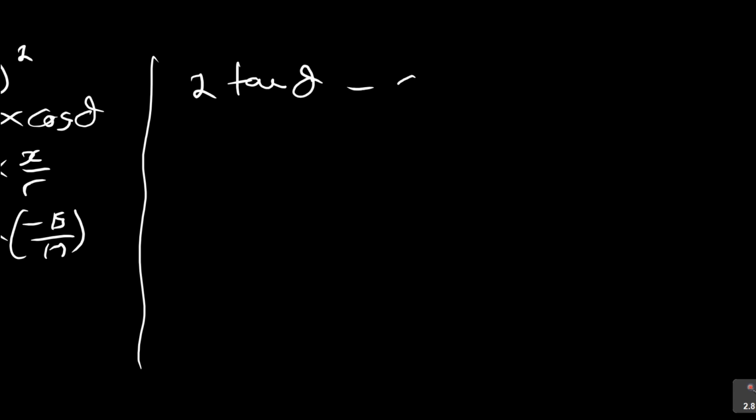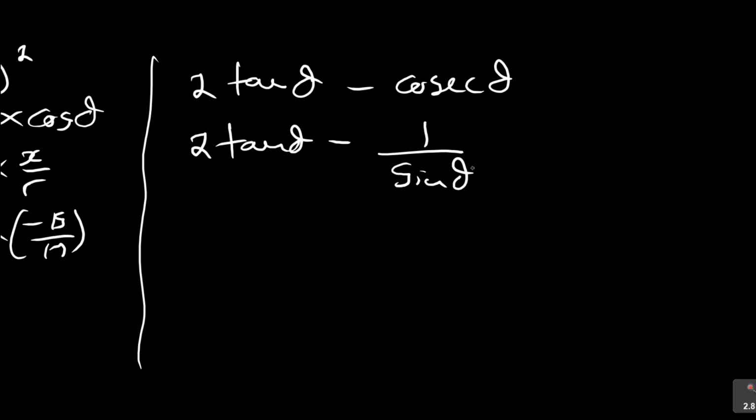2tan theta minus cosec theta. So what do you do there? You ask yourself, what is tan and what is cosec? So you say 2, now tan, okay, let me write it first like that. 2tan theta minus now cosec. Remember, these are inverses. Cosec is 1 over sine. So you say 1 over sine theta.